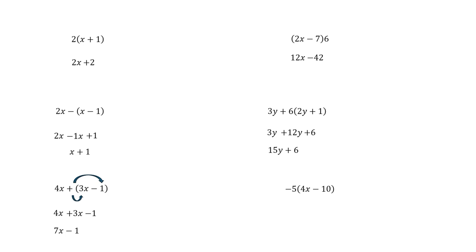In the last example here, we'll take the negative 5 and multiply it by 4x to give us negative 20x. And then the negative 5 times negative 10 to give us positive 50.